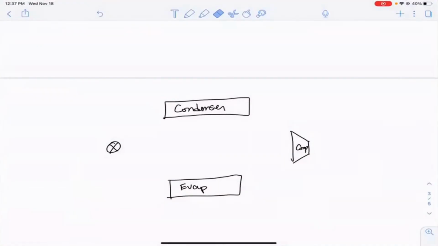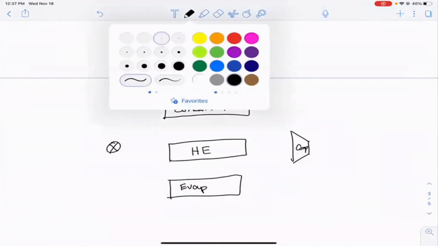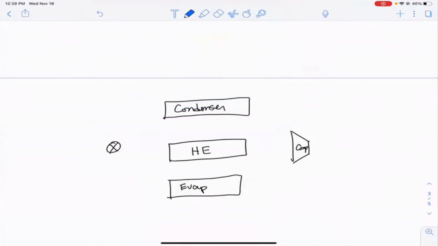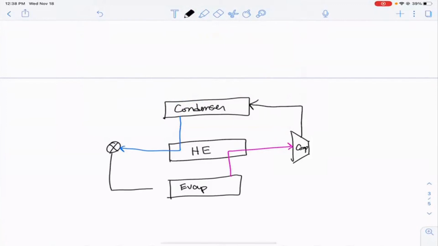So here we have our valve, evaporator, compressor, and condenser. And if we introduce a heat exchanger here, the new streams actually go from the outlet of the condenser through one side of the heat exchanger, and then the other stream leaves the evaporator and goes to the compressor. And the rest of the cycle is the same. We still go from the outlet of the compressor to the condenser, and then from the valve into the evaporator.